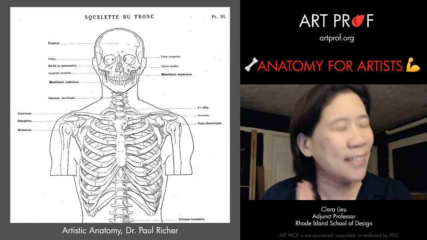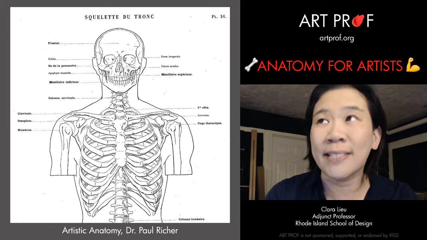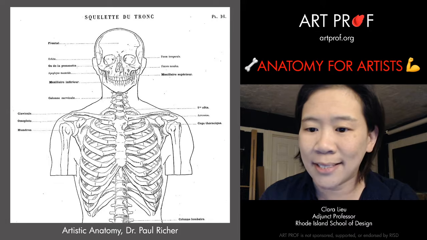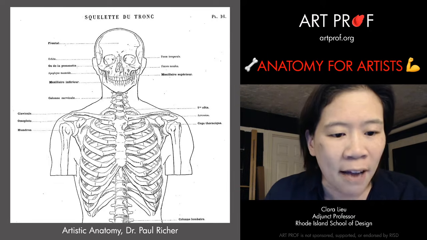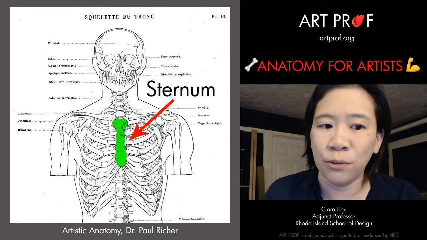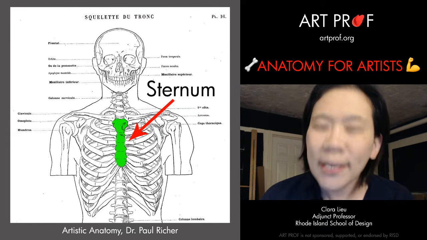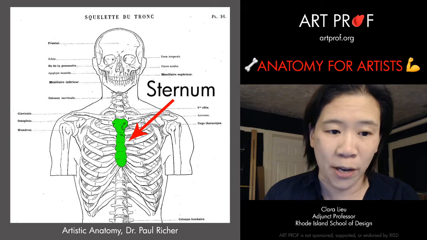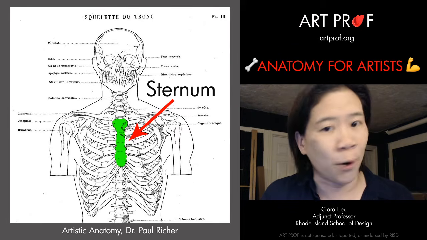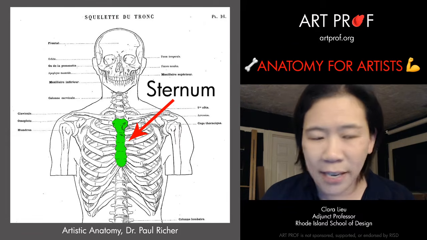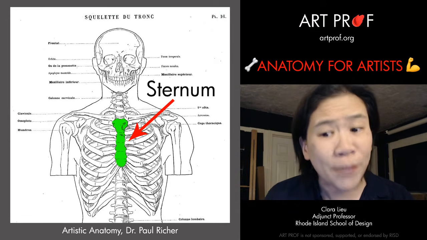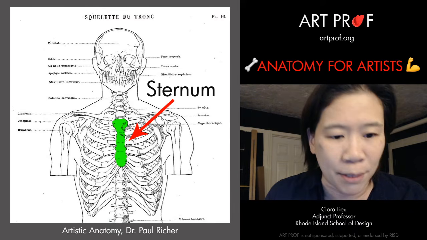Okay, let's get down to some of the bones, because some of these bones are going to help us out in terms of finding where the center line is. Okay, so we have the front of the rib cage. The first bone that I want you to look at is this bone that's right down the middle of the rib cage, and it's called the sternum. You can see it's highlighted in green, and the sternum is a really important bone because it comes right down the middle of the rib cage. It holds all the ribs together. It's this intersection, so it's a fundamental part of the rib cage.